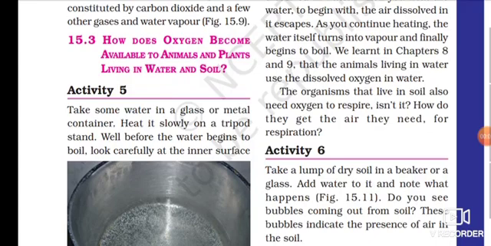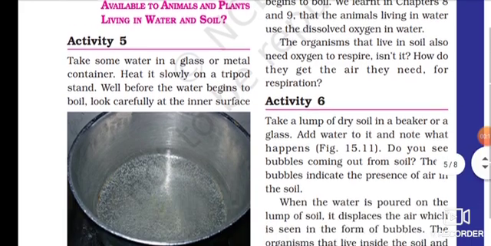Hello student, we will continue our topic 15.3. How does oxygen become available to animals and plants living in water and soil?